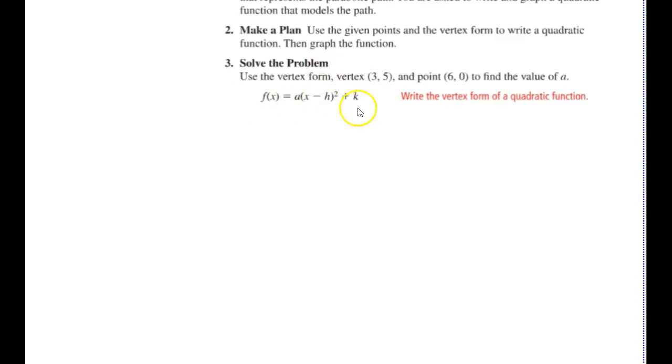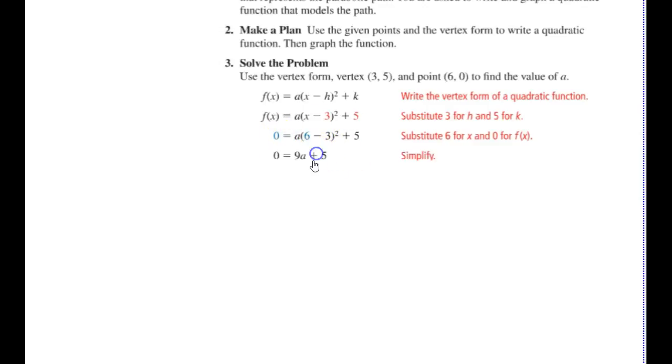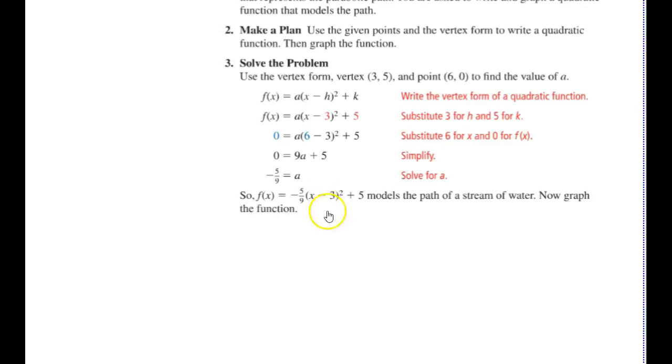So first I want to use vertex form, because I know what the vertex is. I substitute in my vertex. I've got my 3 and 5, which is my h and k values. Now since I have this other point, I have to try and find what my a value is. I can use this other point as an x and a y, and simplify and solve for a. So I substitute those in. Then 6 minus 3 is 3. 3 squared is 9. And then I can simplify. I subtract 5 from both sides and divide by 9. So my a is negative 5/9.